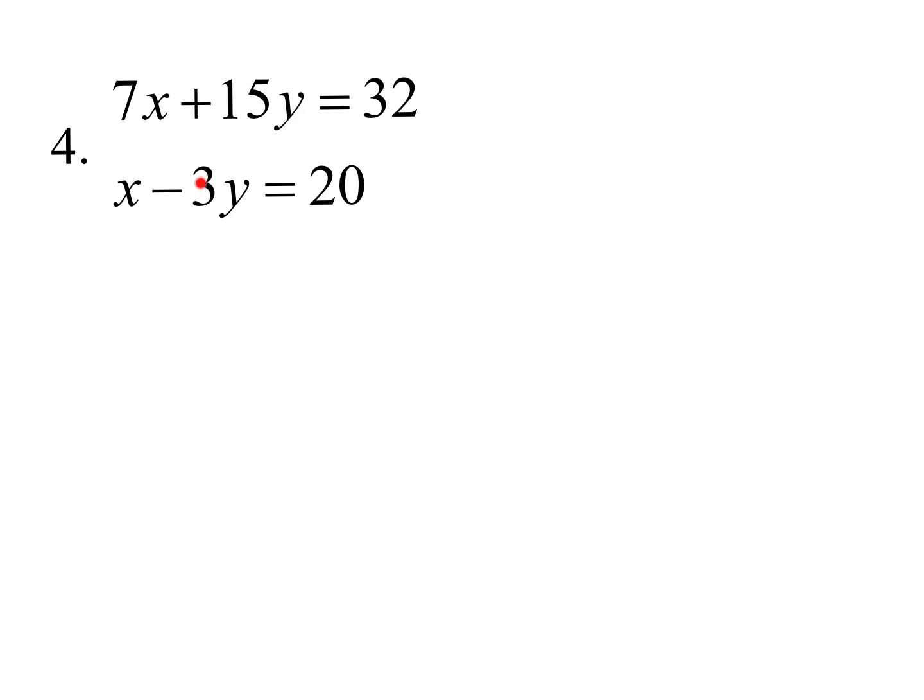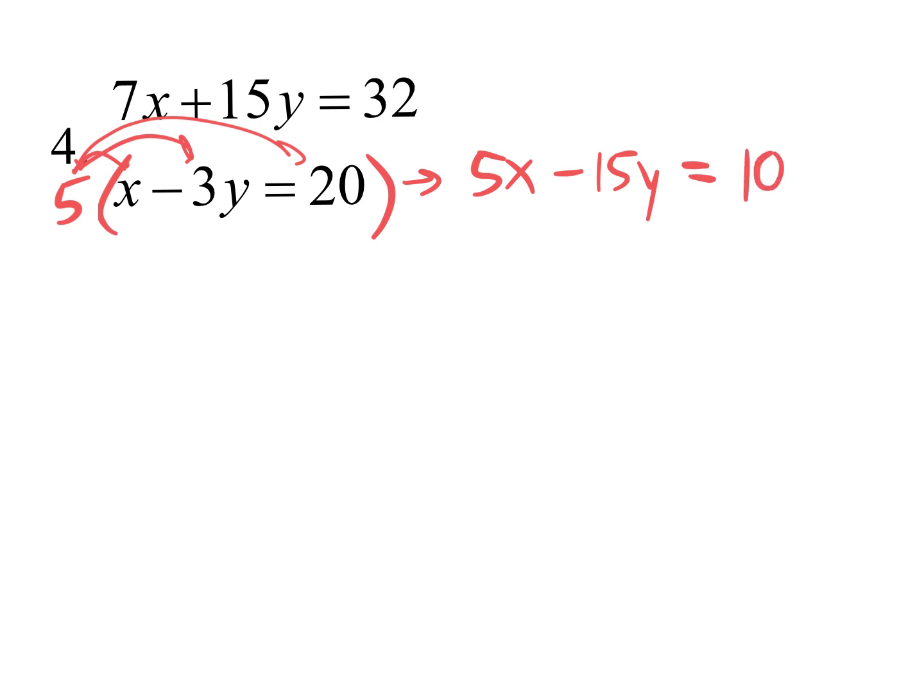So it's either you multiply the bottom one by -7 to get the x's to cancel, or multiply everything by +5 to get the y's to cancel. I'm going to go with canceling out y's by multiplying the bottom equation by +5. When I multiply by +5, 5 times x is 5x. 5 times -3y is -15y. 5 times 20 is 100. And the top equation stays the same, 7x plus 15y equals 32.